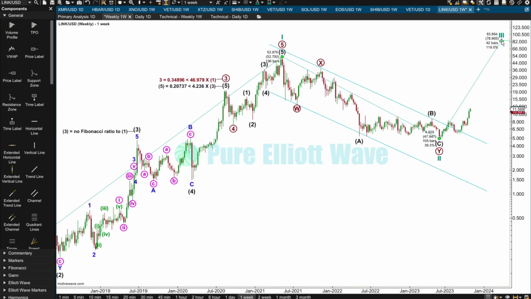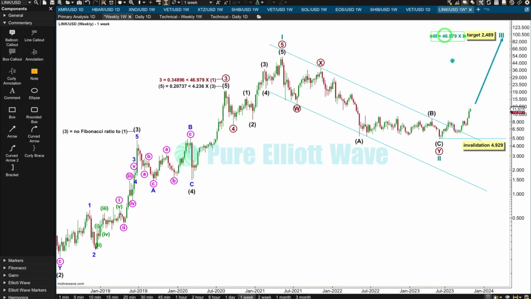Before I go down to the daily chart to do that, let's have a go at trying to calculate a potential target for cycle wave 3. Within cycle wave 1, primary 3 was 46.979 times the length of primary wave 1. It was just a little bit short of that. That's an extreme Fibonacci ratio, so let's use that Fibonacci ratio and apply it between cycle 1 and 3 to see what kind of target we'll get. If cycle 3 reaches 46.979 times the length of cycle 1, that would be achieved at 2,489.